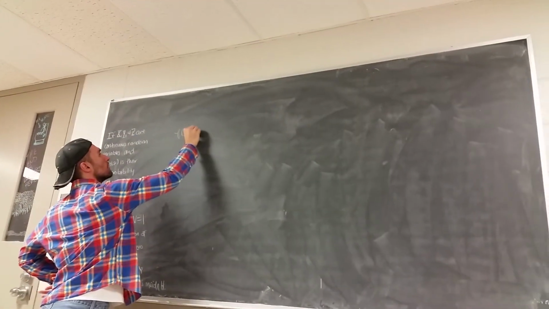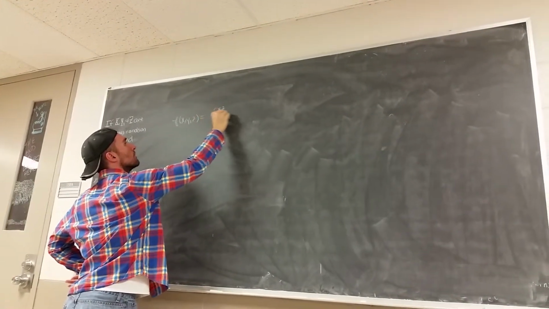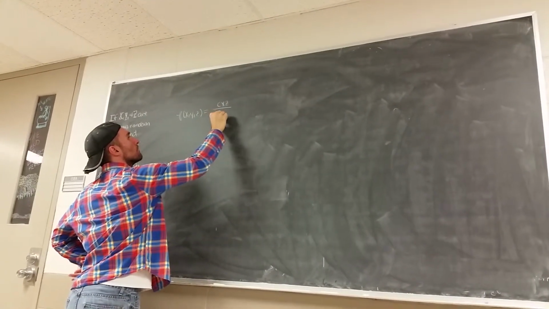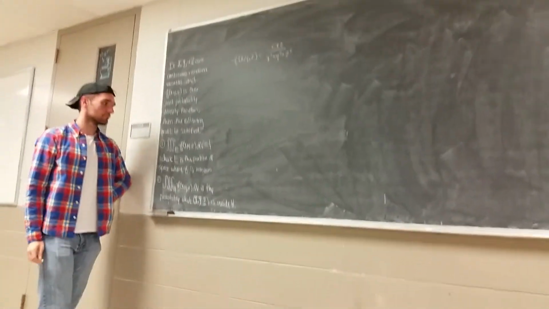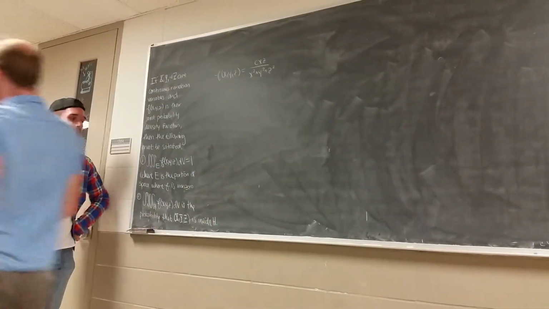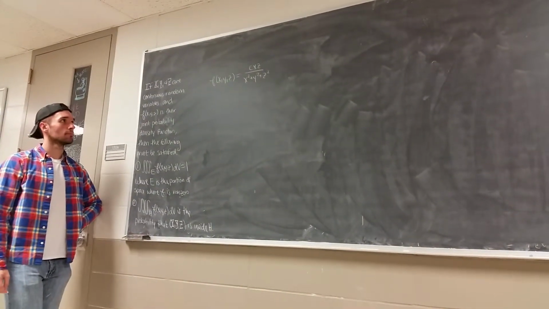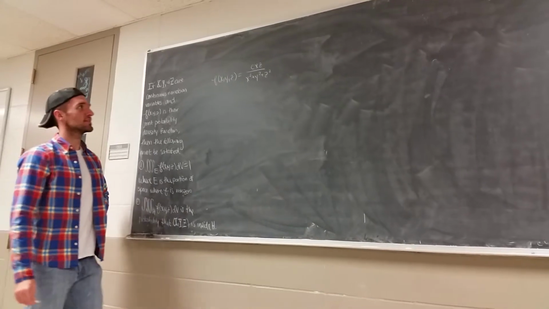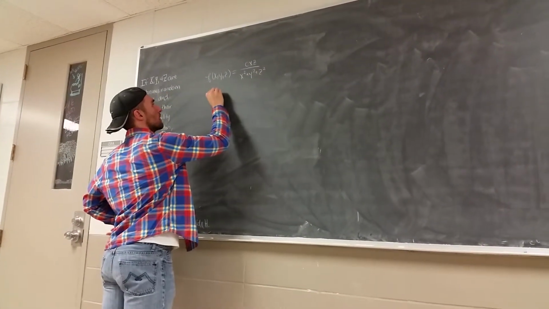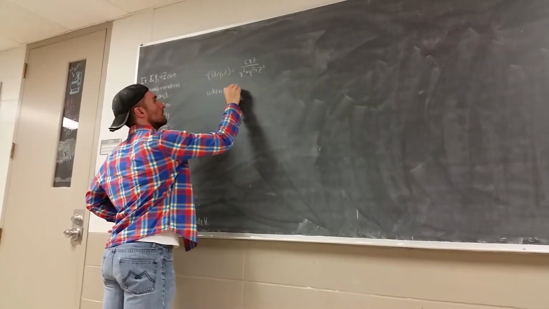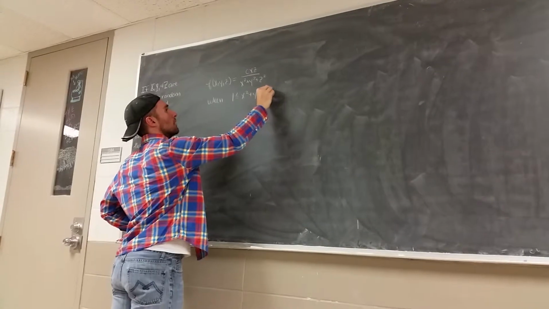we'll evaluate this CXZ over whatever quantity x squared plus y squared plus z squared to find C. So I think it's equal to c times x times z over x squared plus y squared plus z squared when the bottom quantity is greater than or equal to 1, but less than or equal to 4.